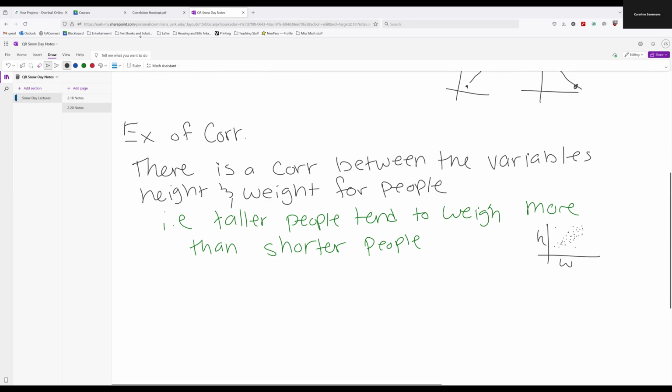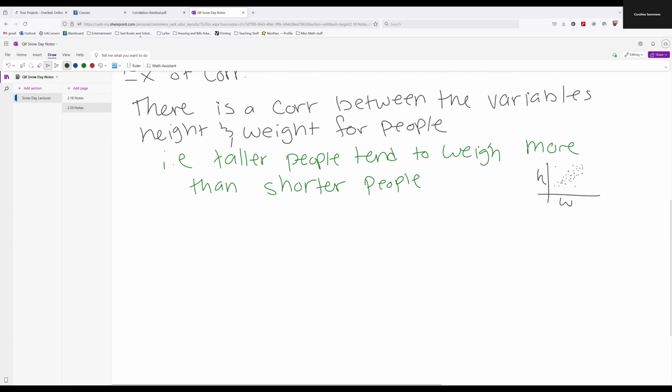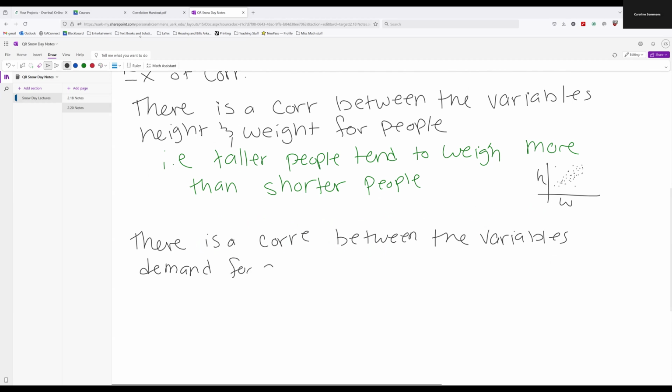And then another example, there is a correlation between the variables demand for apples. So the whole demand for apples is one variable. And the price of apples.